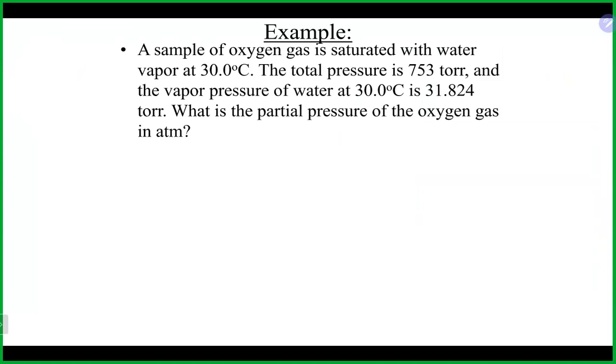A sample of oxygen gas is saturated with water vapor at 30 degrees Celsius. The total pressure is 753 torr. The vapor pressure of water at 30 degrees is 31.824 torr.